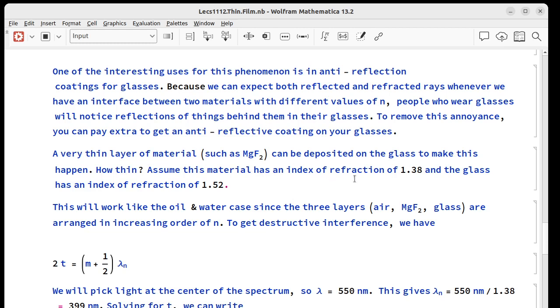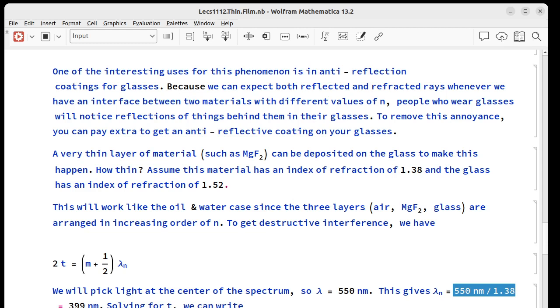So let's analyze the math here. Let's assume your glasses have an index of refraction of 1.52 and magnesium fluoride has an index of refraction of 1.38. So if we go air, magnesium fluoride, glass, we're going low, high, higher. So this is going to be just like the oil and water case. And what that means is our reflection will be destructive if the thickness matches this, m plus a half lambda n. We go for light in the center of the visible because what else would we use right now? That tells us the wavelength of this green light in magnesium fluoride is right at 400 nanometers.